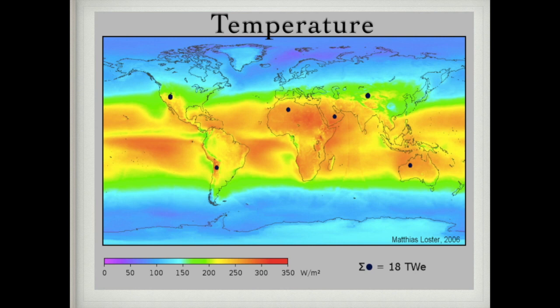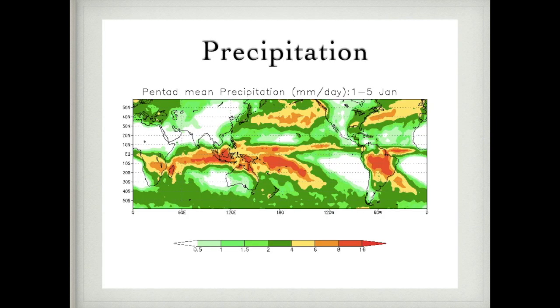This is a temperature classification identifying that along the equator it's going to be very hot, and then closer to the poles it's going to be very cold. In the same way, if we talk about precipitation, you can see along the equator we have a high amount of precipitation. As it gets closer to the poles, we generally will have less.